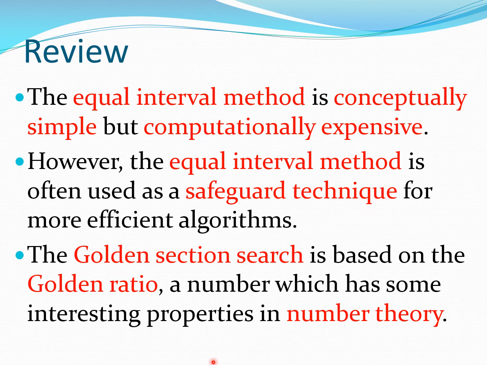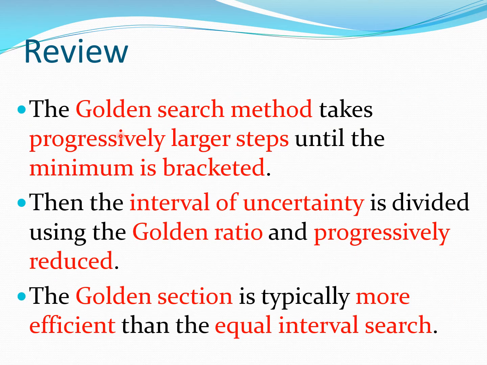We next move to the concept of golden section search, and these search methods are based on something known as the golden ratio. And we saw that this number has some interesting properties in number theory in terms of the theory of line segment and also in terms of the Fibonacci series. Now, the basic premise of the golden section search is that it progressively takes larger steps as it moves rightward, and then the minimum is bracketed.